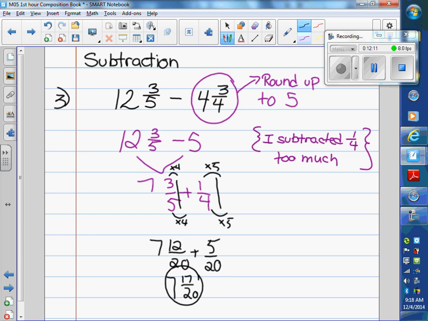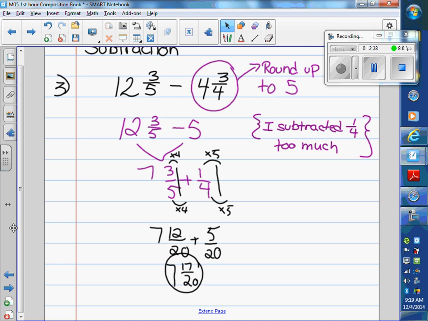So I want you to think about it. How many people have borrowed before? Okay. Borrowing is so much more work, right? Don't write this in your notebook, but I want to show you guys. Or do you like this? It's way better than borrowing. It works every time. Every time. So let's try one. You just always round up and then you add back. You have to add back here the 1/4.